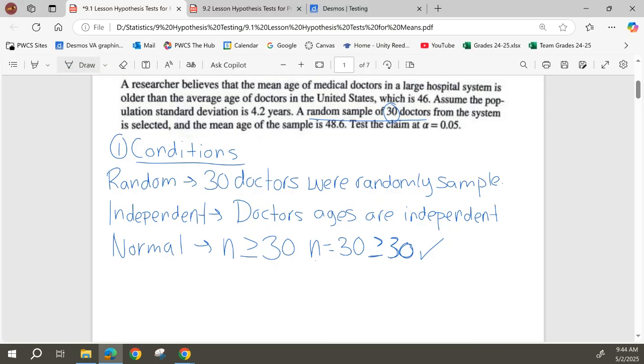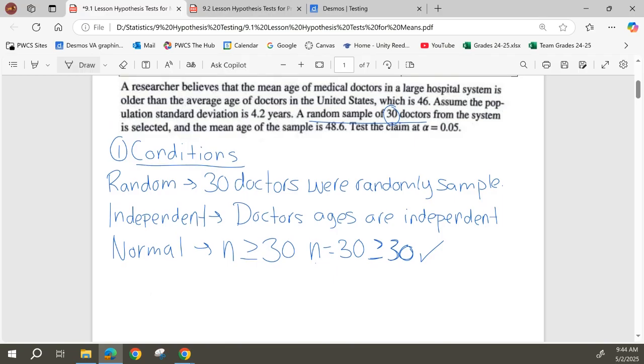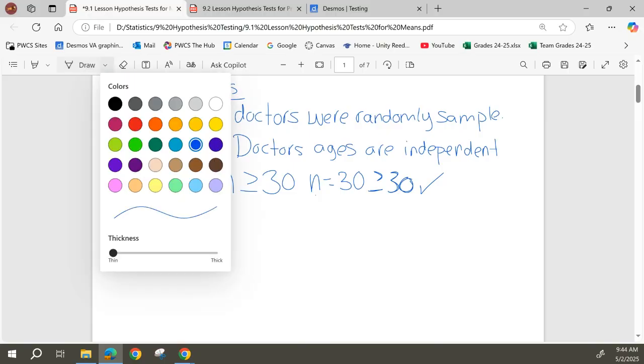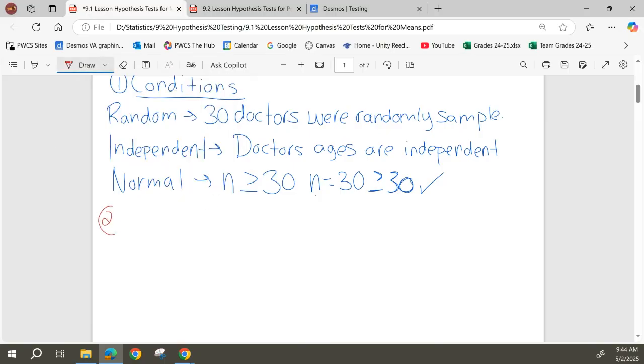So once we have met these conditions to do a hypothesis test, the next step would be to write hypotheses. So we believe, or we have information, that the average age of doctors is 46, and we have a standard deviation for that, 4.2 years. And so in our sample, we get an average age of 48.6. And so this person in this specific hospital system thinks that the average age in their system is actually older.